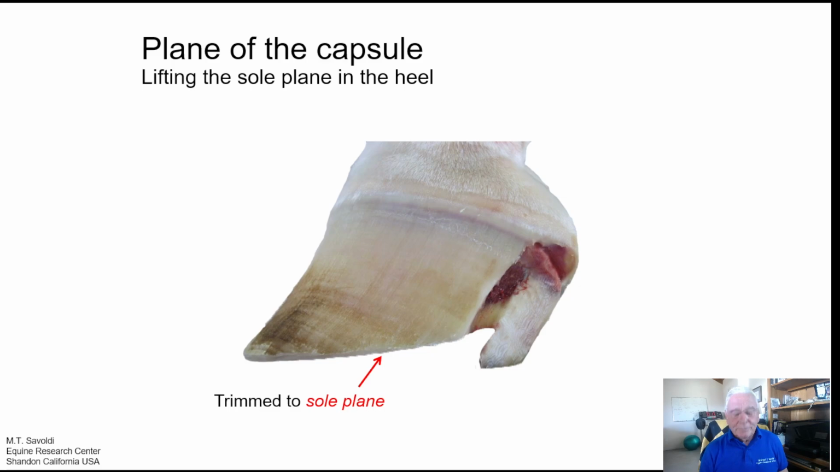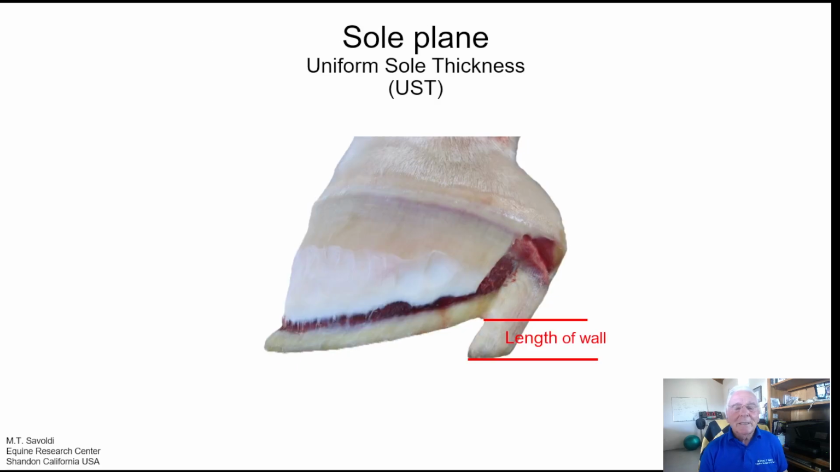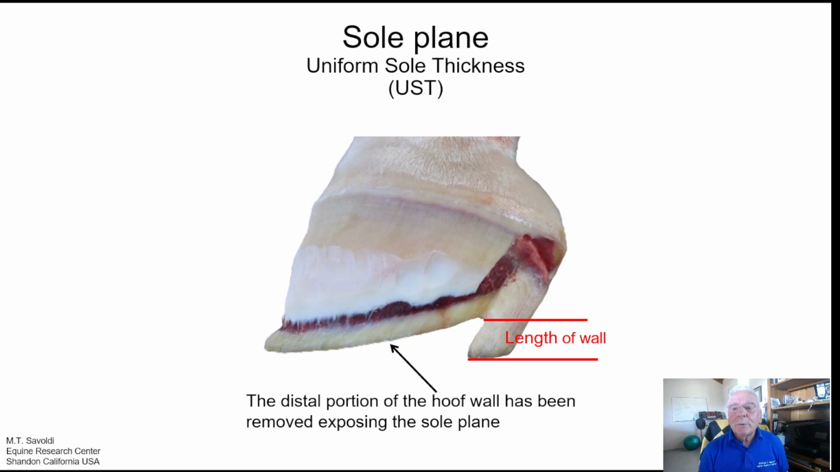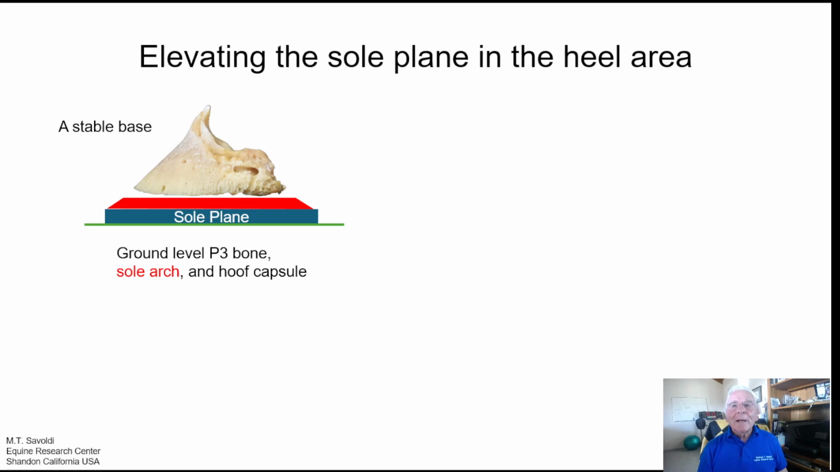So we trim this foot to the sole plane. We have left excessive length of wall. Now let's do a little bit more. Let's remove the distal border of the hoof wall, and we can evaluate the sole plane. And as you can see, it appears to be uniform in its vertical depth. The distal portion of the hoof wall has been removed, exposing the sole plane. Evaluating the sole plane in the heel area.